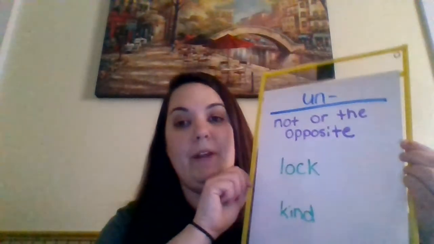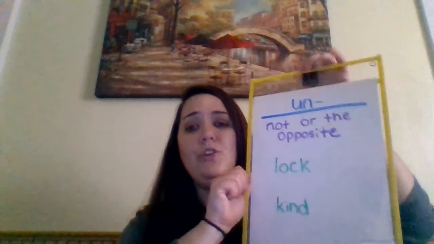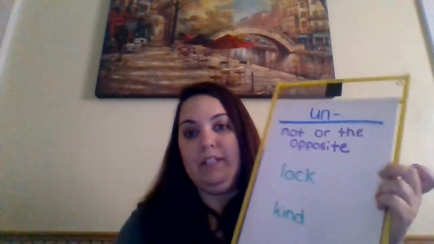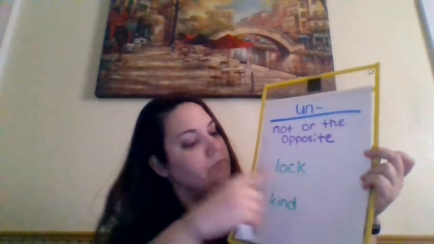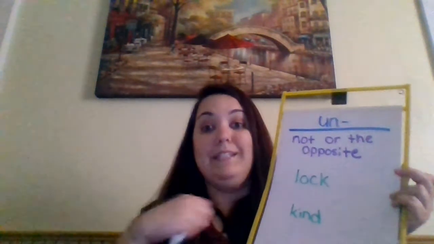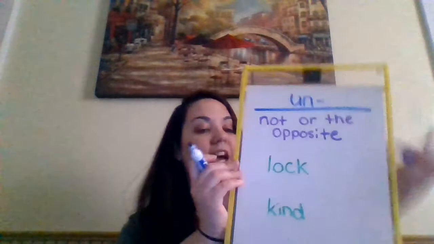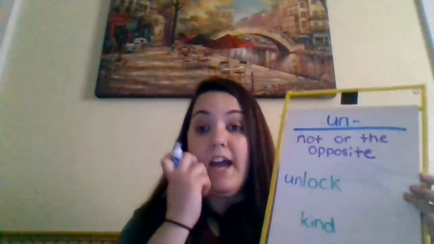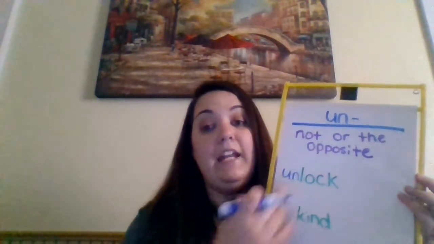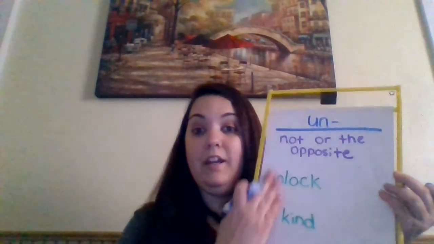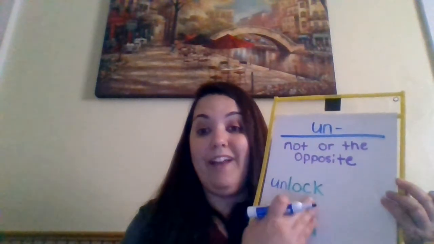So first we're going to talk about the prefix un. When we see un at the beginning of a word, it turns that word to mean not or the opposite. So for instance, I have the word lock. If I lock something, it means I cannot get into it. If I add un to the beginning of that, it becomes unlock. Now that means that it is not locked and it can be opened. So lock means that you cannot open it. Unlock means that it is not locked.